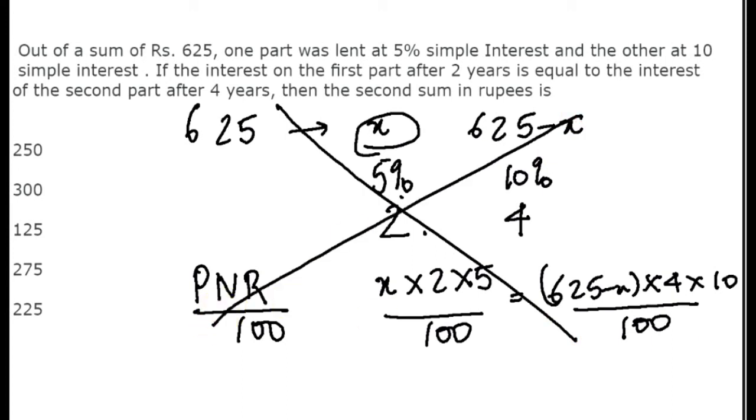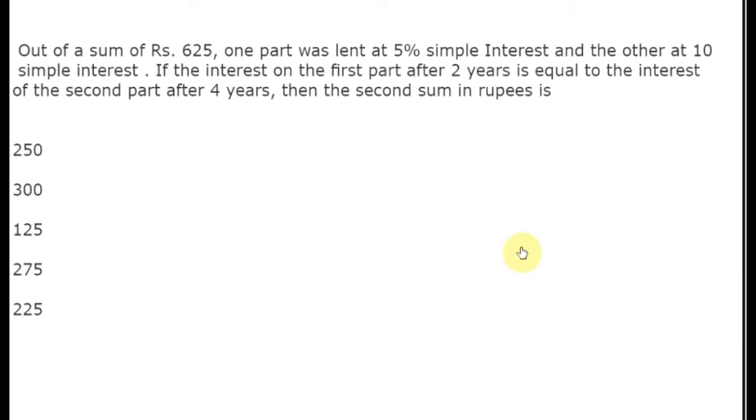The reason being, you have just 30 seconds per question. So how do you solve this question? Let's have a look at this in another way altogether. What you can do here is, 625 is divided into two parts. Let's assume the parts as A and B.